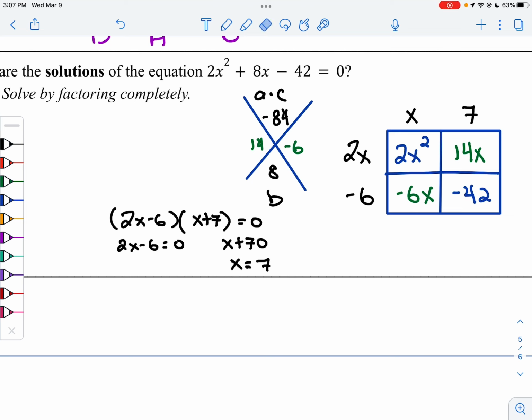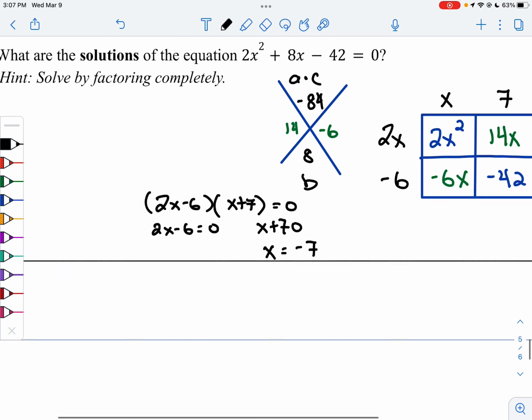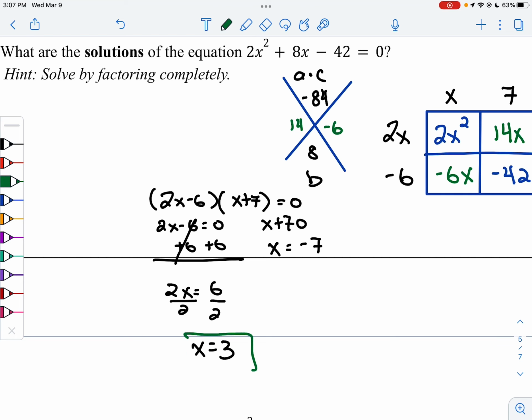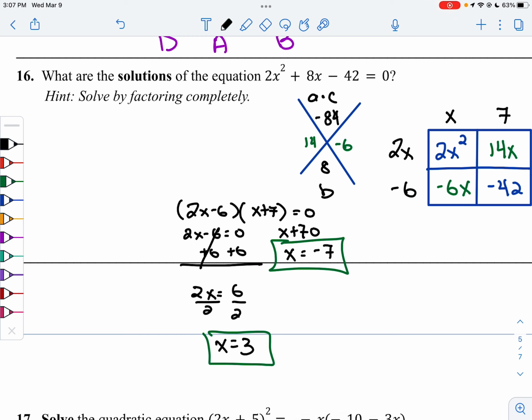One solution is x equals negative 7. And I'm running out of room here, but I'll add 6 to both sides. I'm left with 2x equals 6, divided by 2, x equals 3. So my two solutions end up being x equals 3 and x equals negative 7.